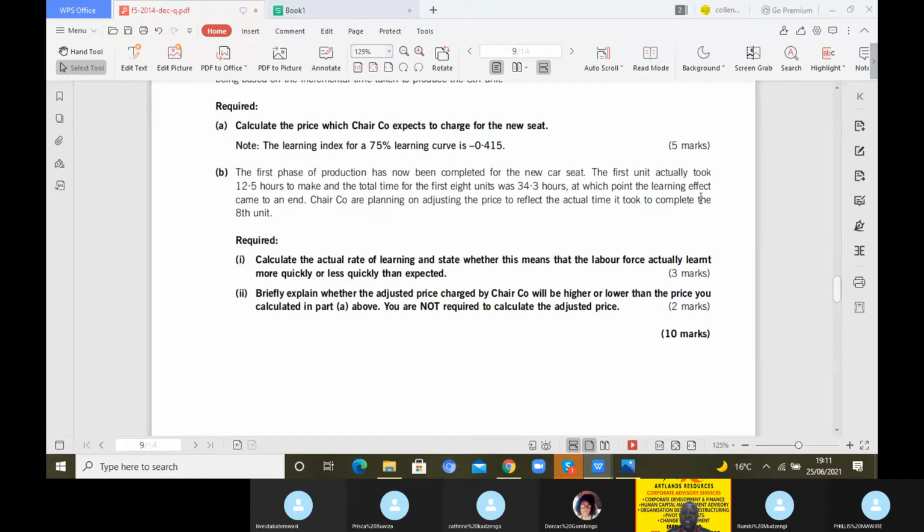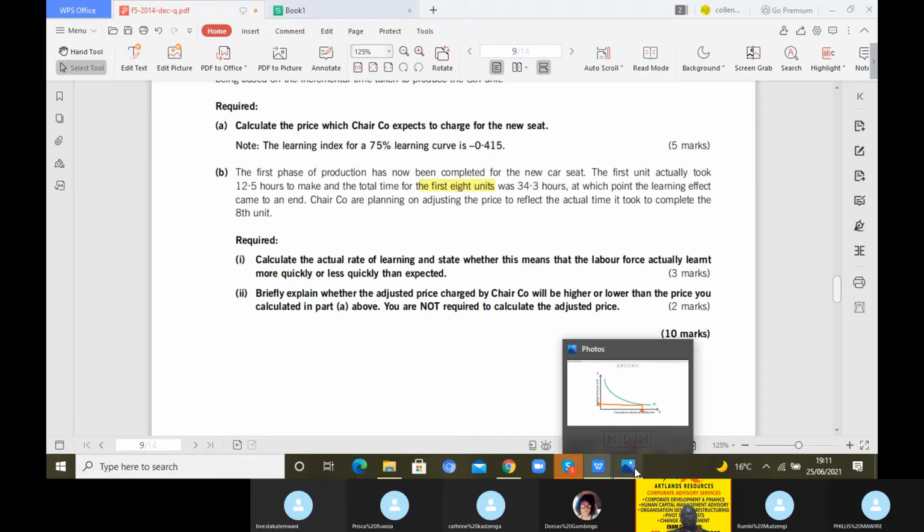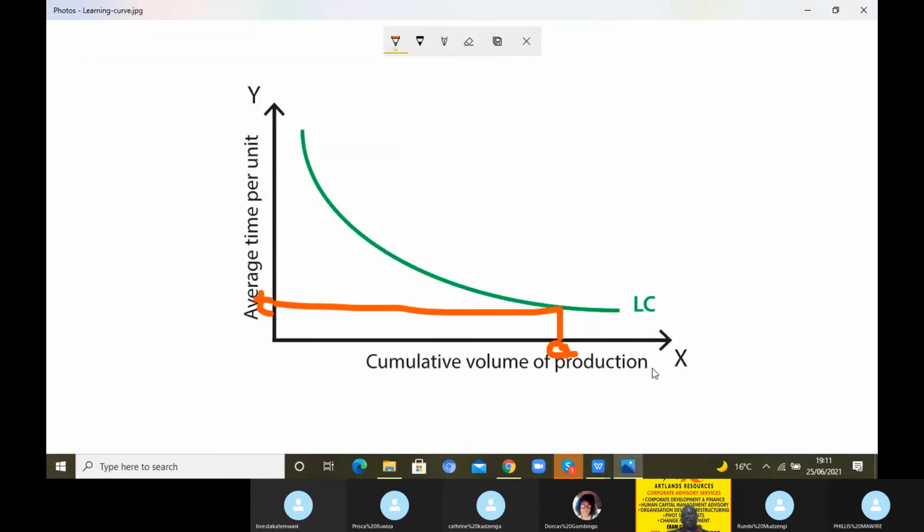At which point the learning effect came to an end. So learning was only available for the first 8 units. Thereafter, there was no learning. So if you are to put it in a diagrammatic form, it is like this. Instead of A, that's where we are putting 8. Thereafter, there's no more learning. So the time for the 8th unit is what is then used for all other units, for all subsequent units.